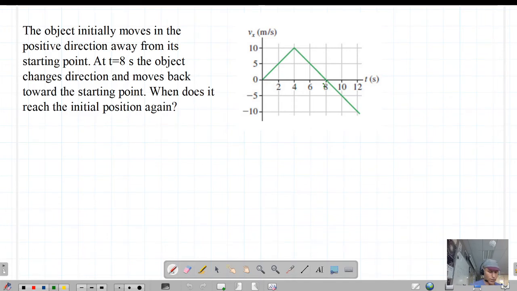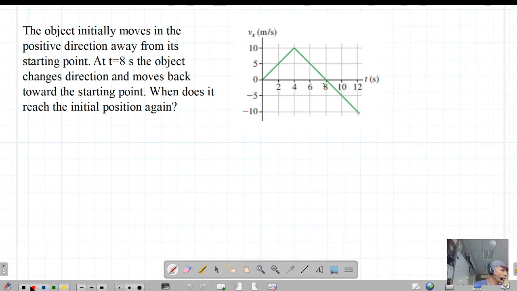Okay, students, this is just going to be a short video where I calculate an answer to the question that I posed in an earlier video. So here's a graph of the motion of an object, and here's the question. The object initially moves in the positive direction away from its starting point. At t equals 8 seconds, the object changes direction and moves back toward the starting point. When does it reach the initial position again?